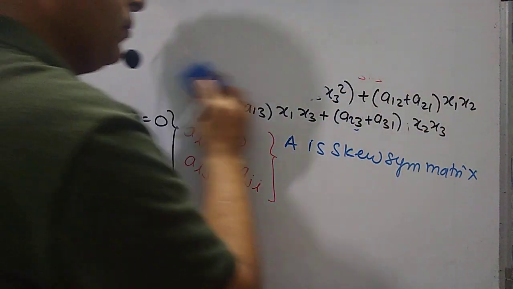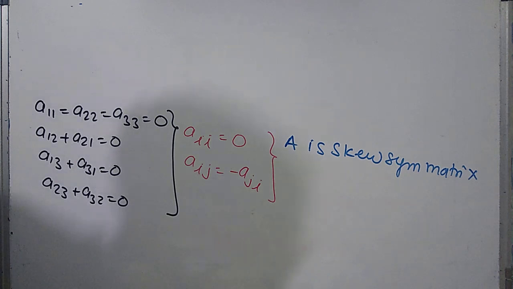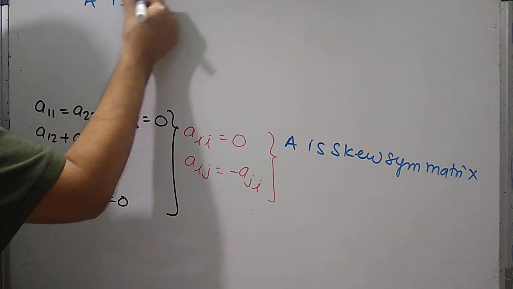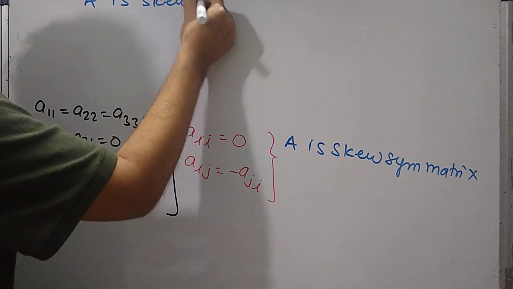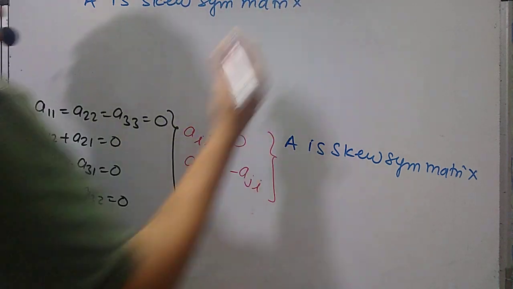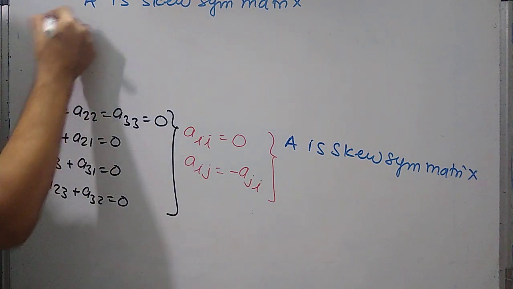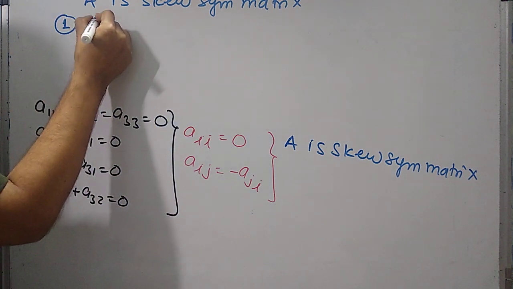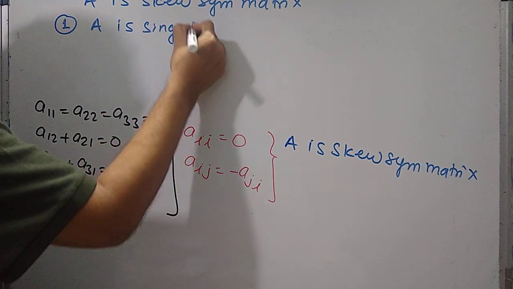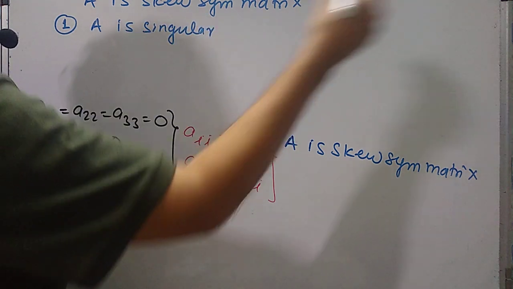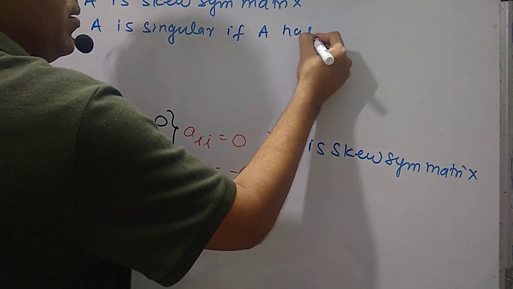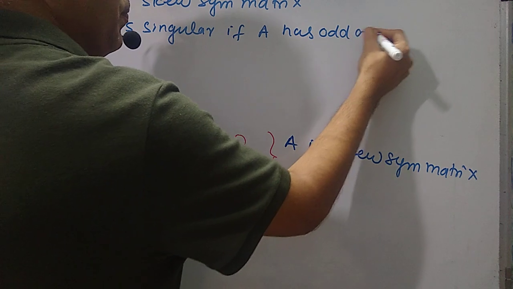Now we have the next data. A is a skew symmetric matrix. So the first point is A is singular if A has odd order.